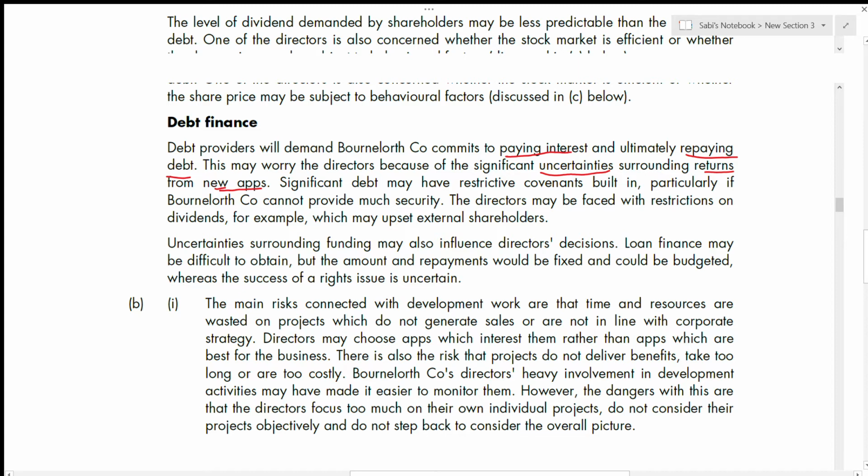Uncertainty is hugely uncertain. Significant debt may have restrictive covenants built in, particularly if the company cannot provide much security. The debtors may force restrictions on dividends, for example, which may upset external shareholders. Right? In order to pay back the loan or the interest, the directors will limit the dividends they pay out to shareholders. What happens as a result of this? It will upset the external shareholders if they don't get the dividends.